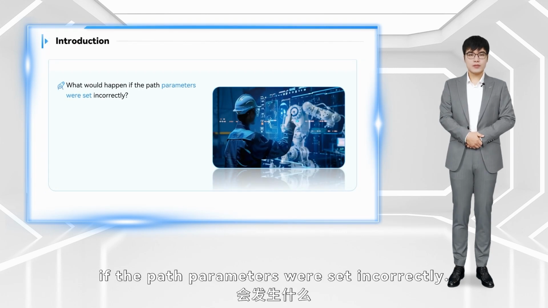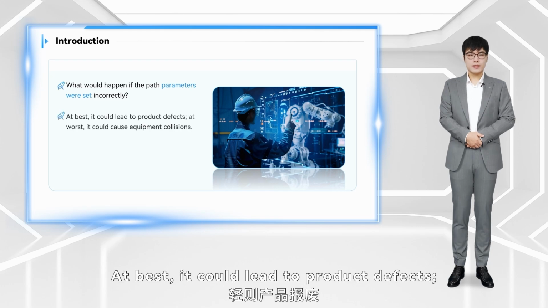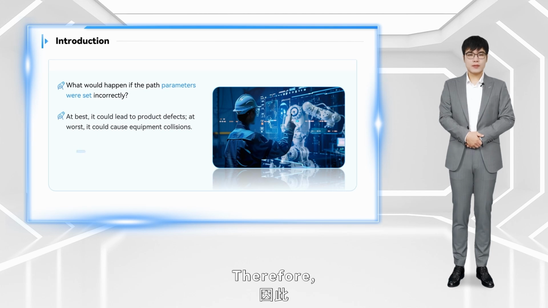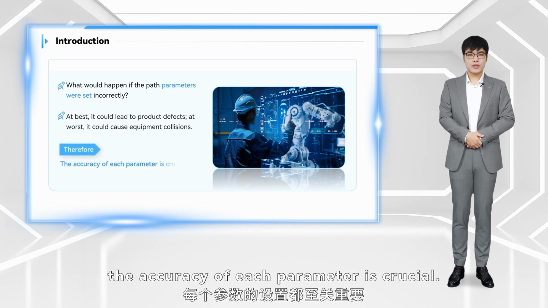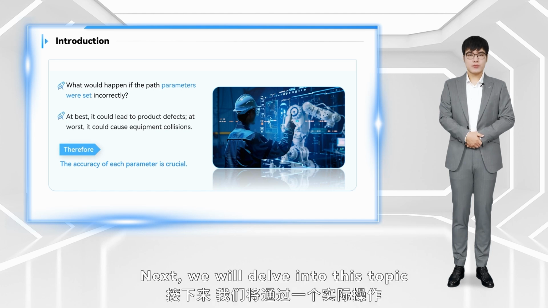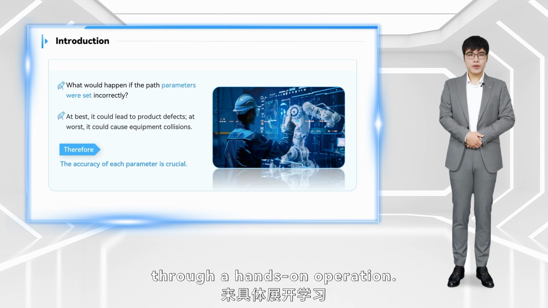Imagine what would happen if the path parameters were set incorrectly. At best, it could lead to product defects. At worst, it could cause equipment collisions. Therefore, the accuracy of each parameter is crucial. Next, we will delve into this topic through a hands-on operation.